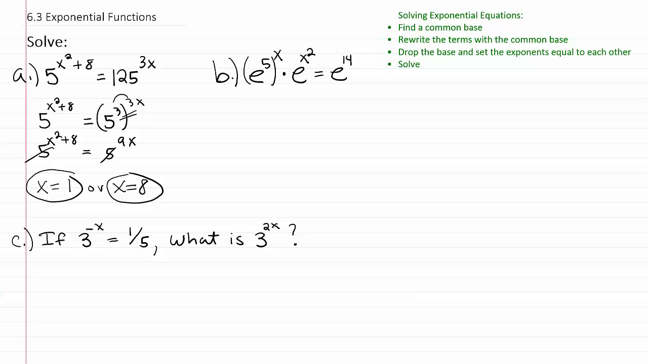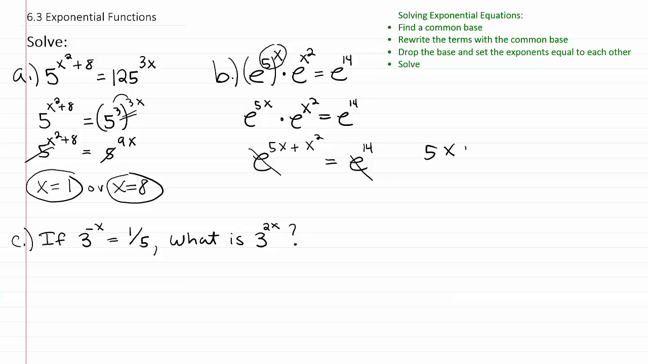Okay, so let's first do the multiplication of the exponents, right? So it'll be e to the 5x times e to the x squared is equal to e to the 14th. All right, so when you have a multiplication symbol between two bases that are common, it means that you can keep the base and add the exponents, right? So we're going to have e to the 5x plus x squared is equal to e to the 14th power. And then with that in mind, you can drop the bases and say that we have what? An equation that says 5x plus x squared is equal to 14.